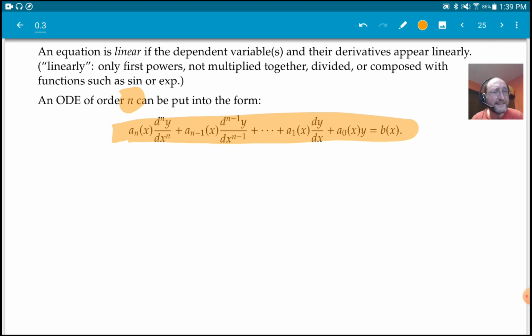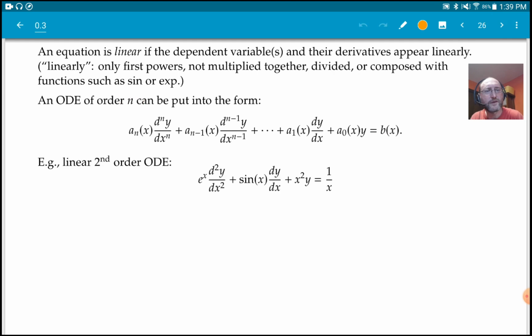It's just multiplied by something in terms of x, right? So maybe we call that a_n(x) and so on. And then maybe there's something that doesn't depend on y at all. That's also allowed, right? So all right.